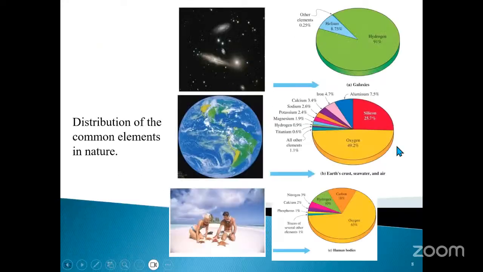So this is just some pie charts giving you some data information concerning the relative proportions of the different elements under different situations. This is for the universe.